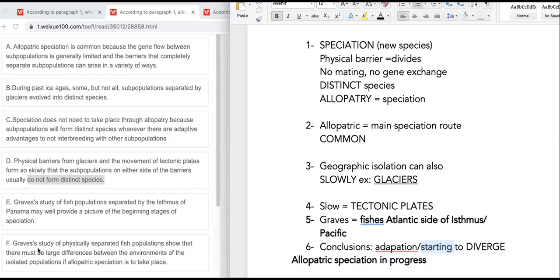Let's see this one. Graves' study of physically separated fish populations show that there must be large differences between the environments of isolated populations if allopatric speciation is to take place. So I don't have that in my notes, right? It's just not there. So that indicates to me that even if it was there when he talked about environments, it's probably not that important. And you see how E is a bigger picture main idea than F, right? So I eliminated F, I eliminated C, and I eliminated D. So I should be left with A as a correct answer, B as a correct answer, and E. Okay, so trust, trust, trust your notes and your general ideas.